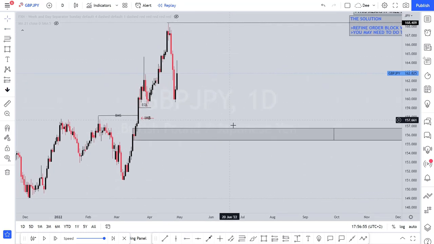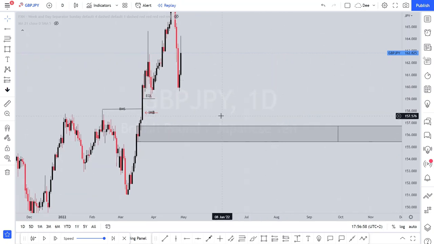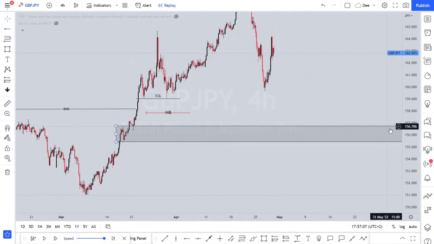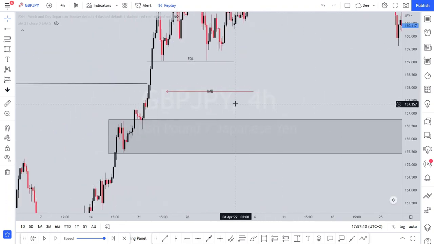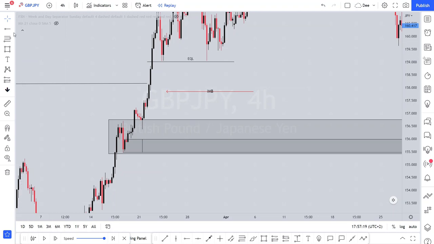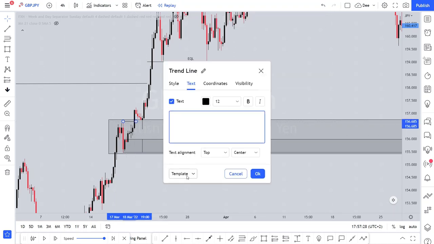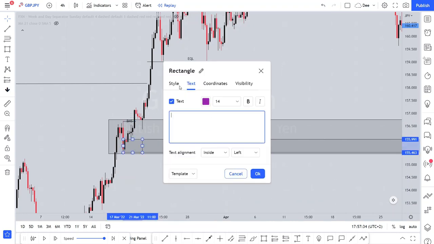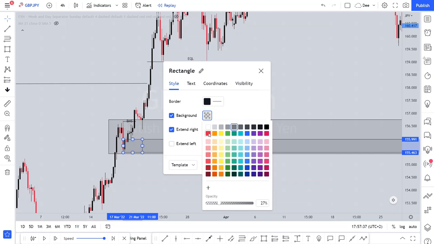Okay, so if we zoom in within this daily order block, we can try to refine our order block to 4 hours. So on a 4 hour, we get this order block, and this order block actually initiated this minor break of structure here. This was a break of structure on a 4 hour. Let's change the color of this order block and actually make it, yeah.